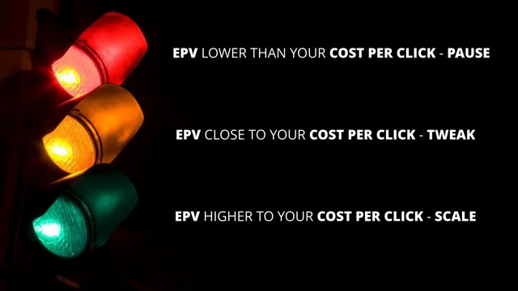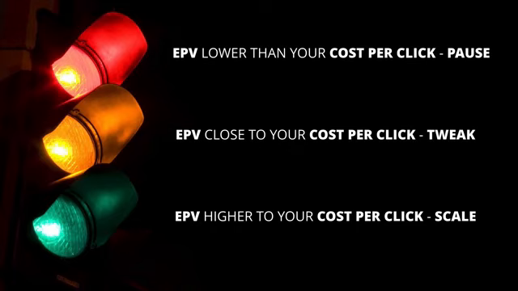Cost per click and cost per visitor are interchangeable words, basically how much it costs you to get a visitor to your landing page. If your EPV is close to your cost per click or your cost per visitor, then we're going to make a tweak. What I'm referring to by close is usually within a 20% range. If it's within a 20% range of your EPV, then we'll tweak it. That might be making an adjustment, it might be lowering the bid, it might just be a little tweak to the campaign.